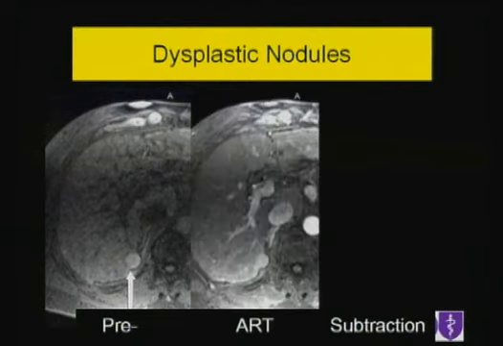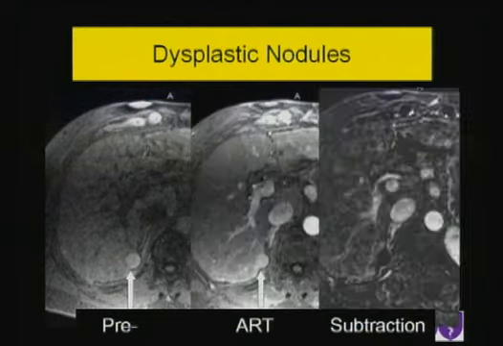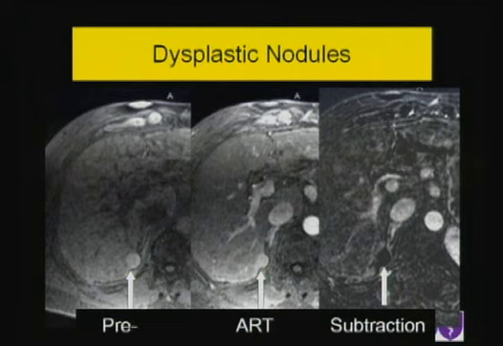It's very hard to appreciate any enhancement at the arterial phase, and you need to do some kind of subtraction between these two images to make sure that the lesion is not enhancing. So typically, dysplastic nodules and regenerative nodules don't get any arterial phase enhancement. However, there are some reports about high-grade dysplastic nodules getting arterial phase enhancement, and there's a spectrum of appearances, either at histology and MRI, between high-grade dysplastic nodules and well-differentiated HCCs.